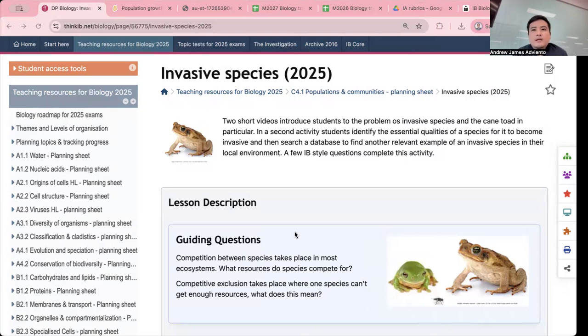Good morning, everyone. Today we are going to explore a very important ecological concept, and this is about invasive species, what they are, how they get introduced, and why they are a problem, and what their impacts are on ecosystems.